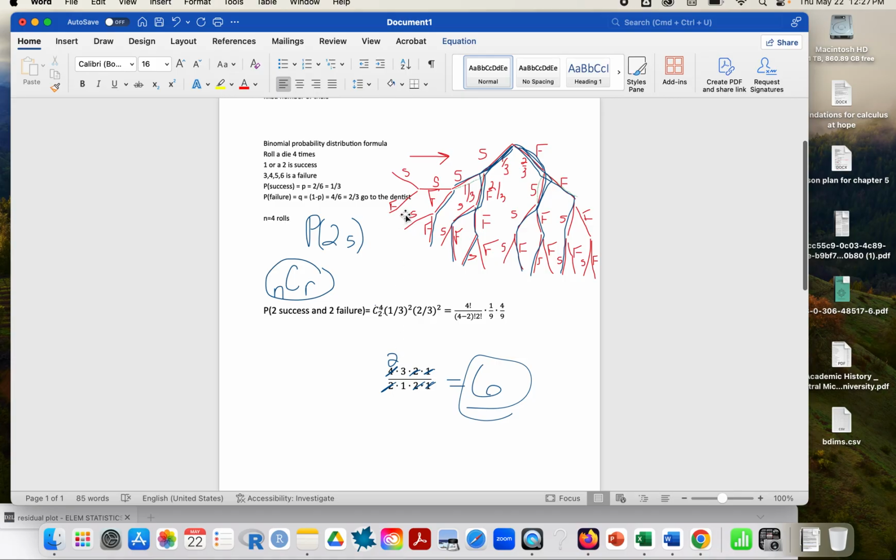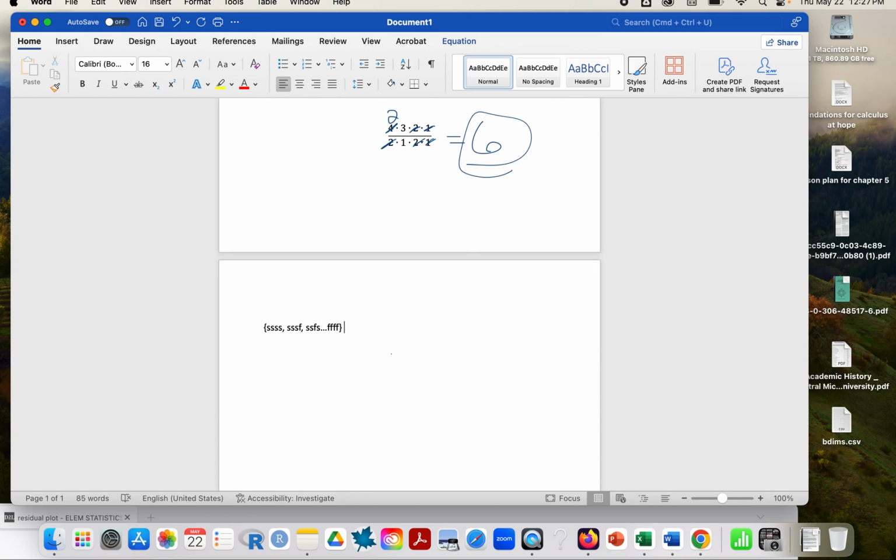And the number of possible paths represent the number of options in your sample space. So you have 1, 2, 3, 4, 5, 6, 7, 8, 9, 10, 11, 12, 13, 14, 15, 16. So you have 2 raised to the 4th, which is equal to 16, number of different options in your sample space. This is your sample space. This is the number of options in your sample space.